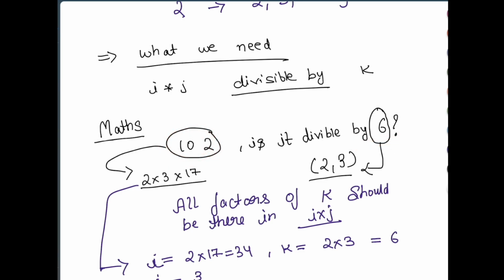What you can do is, you can take the factors of 6. The factors of 6 are 2 and 3. The factors of 102 are 2, 3 and 17. Now I can say that 102 is divisible by 6 if all the factors of 6 are present in 102.